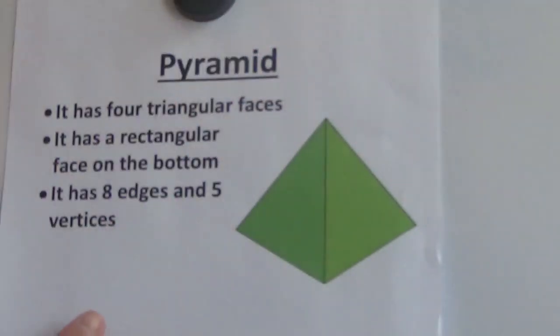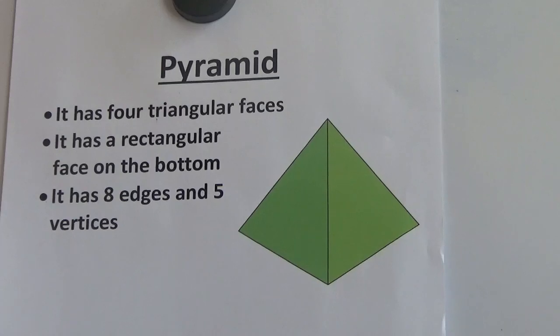The other shape that we talked about in our problem solving task was our pyramid. It has 4 triangular faces, a rectangular face on the bottom, and it has 8 edges and 5 vertices. Those are things that you're going to learn next year, but here's that example of the pyramid.